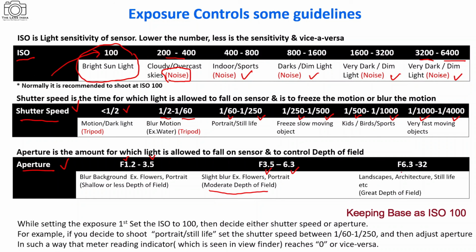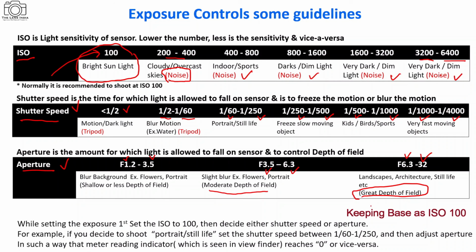Particularly when we are shooting subjects like landscapes, architecture, or still life, where we want everything sharp in our image, we need to select our aperture between f6.3 to f32, where we normally term this phenomenon as achieving a great depth of field. So this is how we set the aperture.